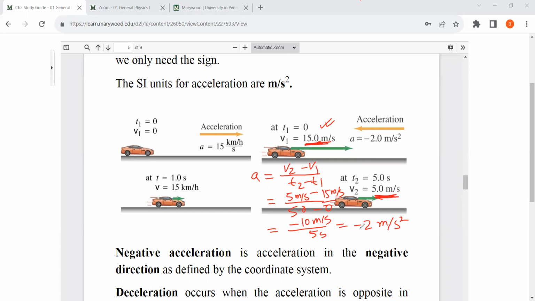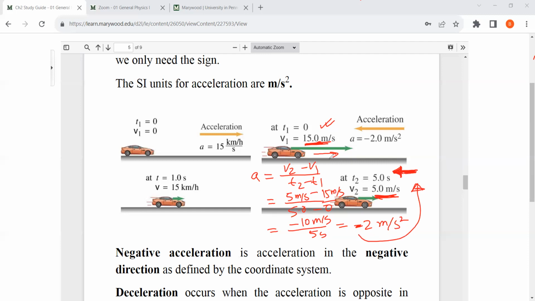So now this minus sign tells us the direction of acceleration is towards the negative x direction. So in this direction. Okay, this is the direction of acceleration, because of this minus sign. But you see that the car is moving in this direction. The green arrows are the car's velocity direction. So the car is moving toward the positive x direction. But what we get for the acceleration is the direction toward the negative x direction.